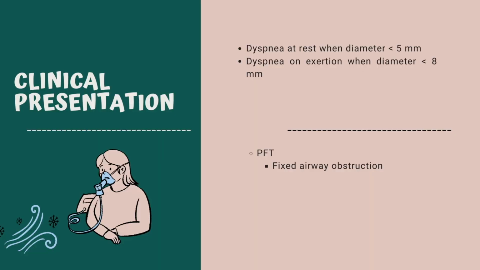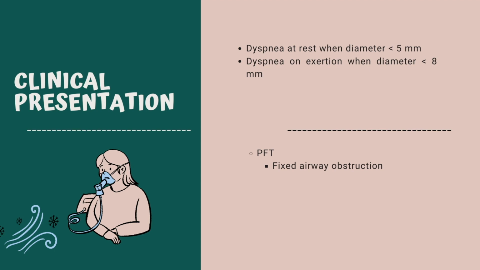Next, I'm going to talk about the clinical presentation of tracheal stenosis. The most common presentation is dyspnea at rest or on exertion, depending on the diameter of the stenotic segment. Whenever the diameter is less than 5 millimeters, then the dyspnea is usually at rest. And when the diameter is less than 8 millimeters, then the dyspnea is on exertion. But this is all relative. It also depends on the patient's original tracheal size, and also on the acuity of the stenosis.